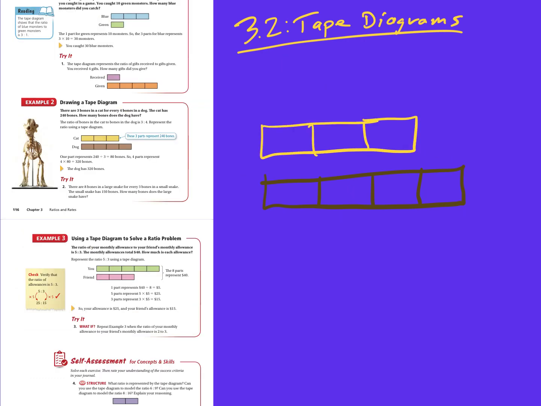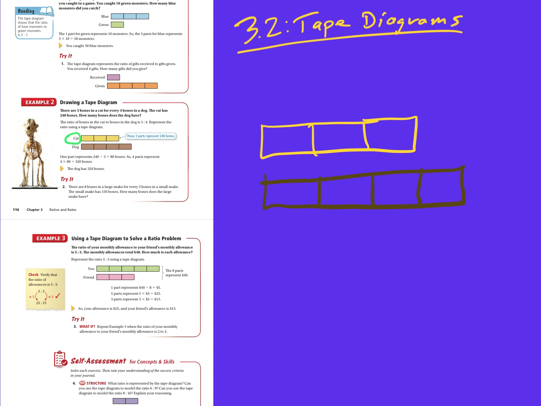Let's take a look at another example. There are 3 bones in a cat for every 4 bones in a dog. The cat has 240 bones. Therefore, how many bones does the dog have? Our total number of bones that the cat has is 240. So that means that all of the bones in my yellow tape diagram, since yellow is for the cat, all of the bones that fit into each of those 3 boxes will total 240. So I know that 240 has to fit in all 3 of those.